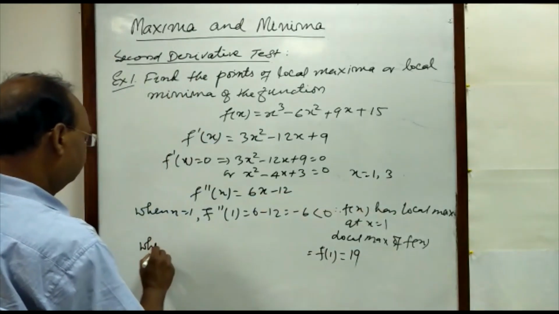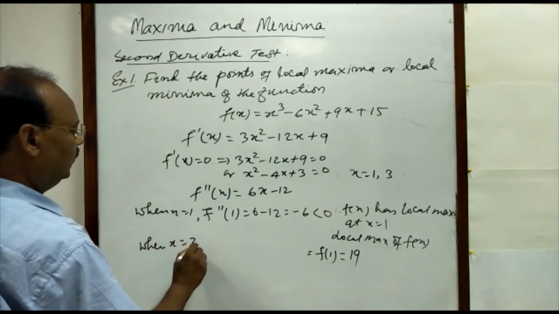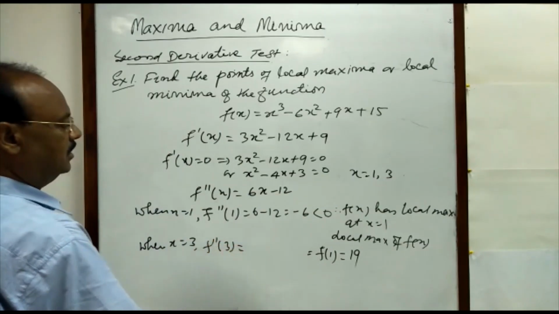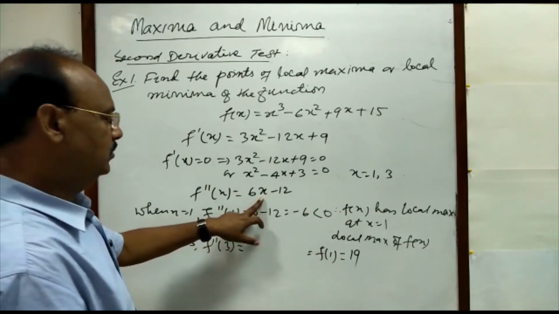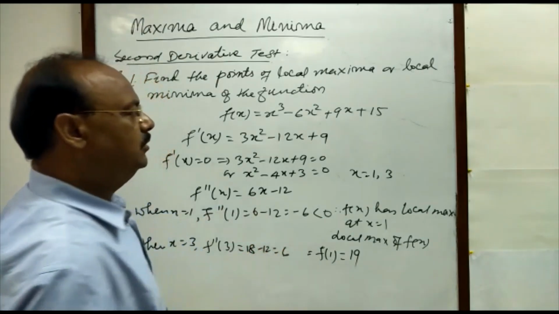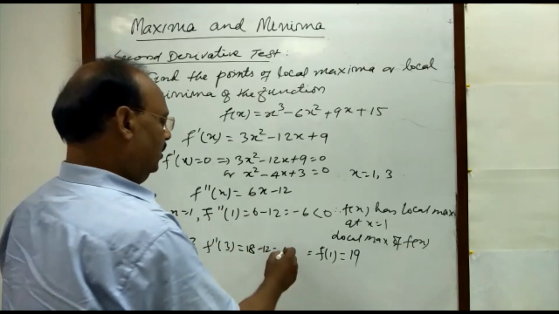Now we will check for x is equal to 3. When x is equal to 3, so f double dash 3 is equal to how much? Putting x is equal to 3 here, that will be 18 minus 12, this is equal to 6.